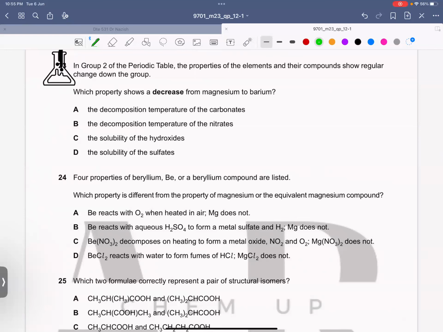Okay, question number 23. In group 2 of the periodic table, the properties of the elements and their compounds show regular change in the group. Which property shows a decrease from magnesium to barium?